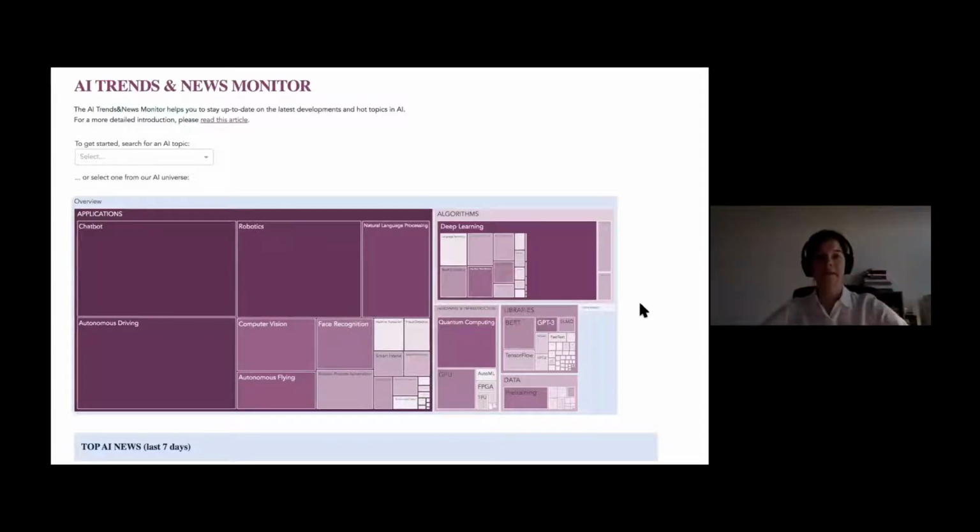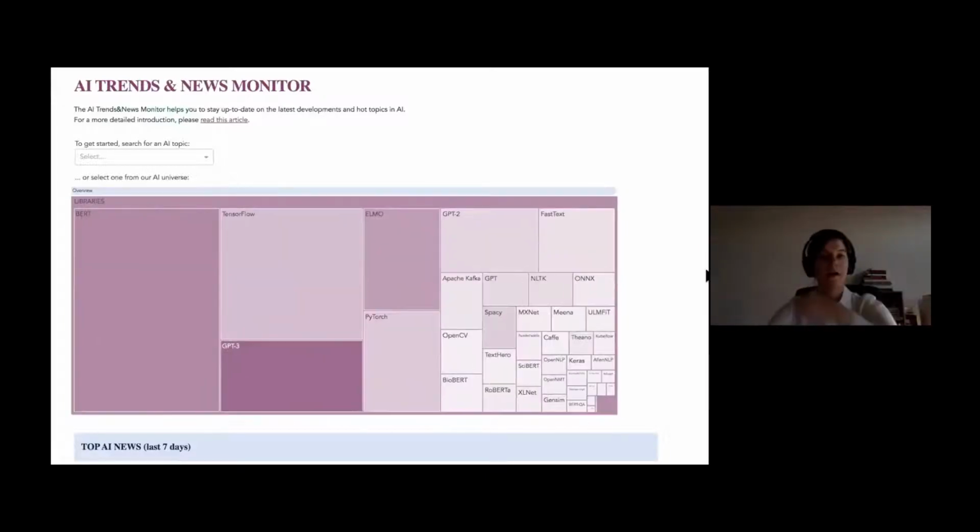And then you can see that in each of the sections, you have more specific topics. So for instance, for applications, we have chatbots, robotics, autonomous driving, and so on. Let's maybe look into something a bit more technical, for instance the libraries. Then we would see these libraries that pop up in the data. The size of each topic signals its frequency in the data, which you can also see in the tooltip once you go on a specific topic.